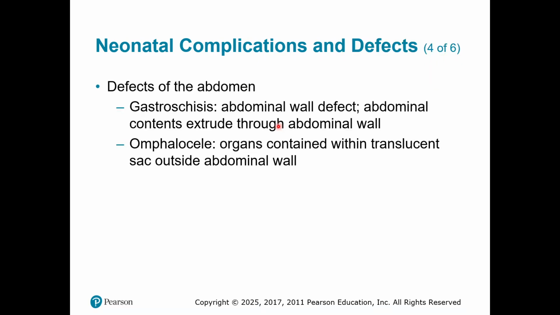Defects of the abdomen: gastroschisis, an abdominal wall defect where abdominal contents extrude through the abdominal wall, and omphalocele, organs contained within a translucent sac outside of the abdominal wall.